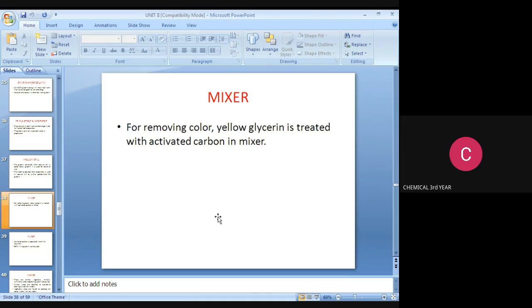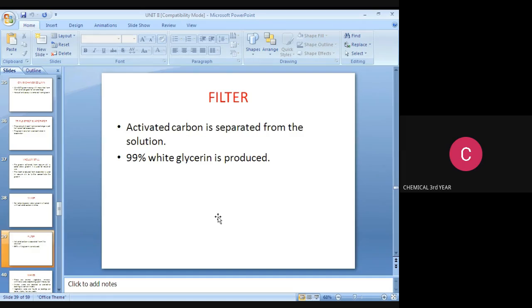Mixer. We are removing the color. Yellow glycerin is treated with activated carbon in the mixer. Activated carbon is separated from the solution. 99% white glycerin is produced.